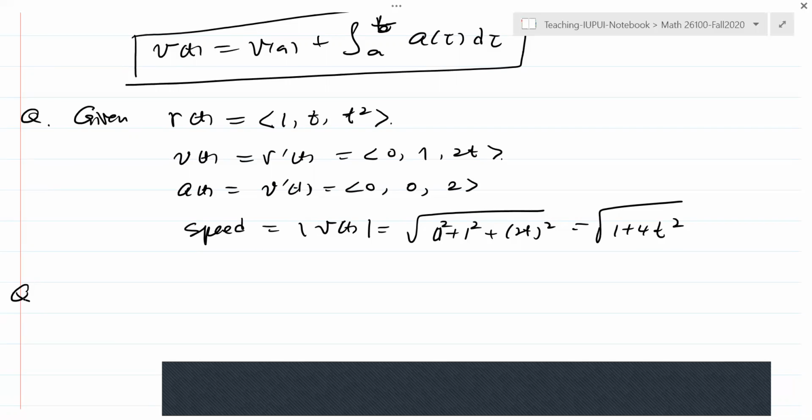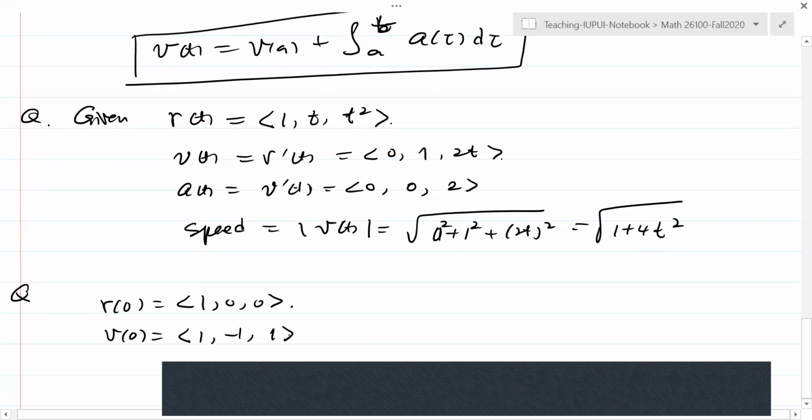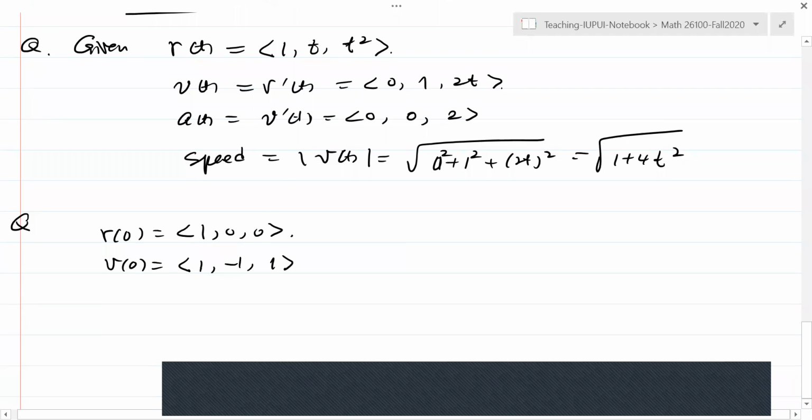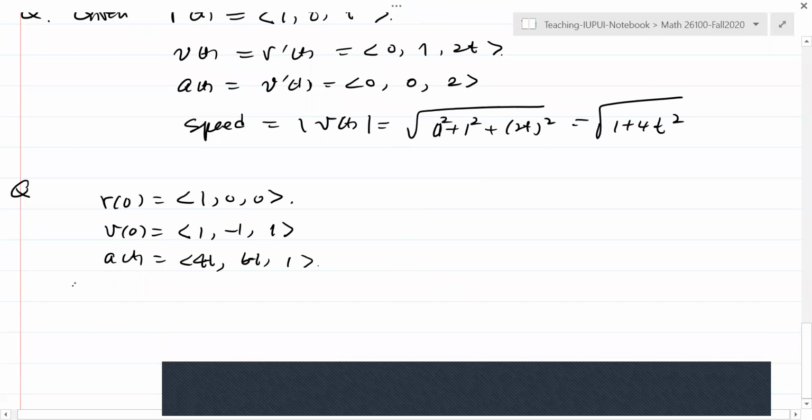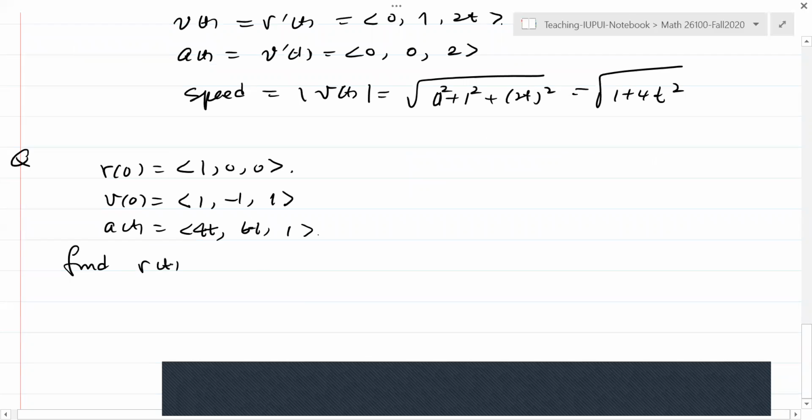So we know that it starts from this point, and we are given the initial velocity, which is going to be 1, -1, and 1. And the acceleration, I got the information about the acceleration is 4t, 6t, and 1. I want to find out the position vector at time t.